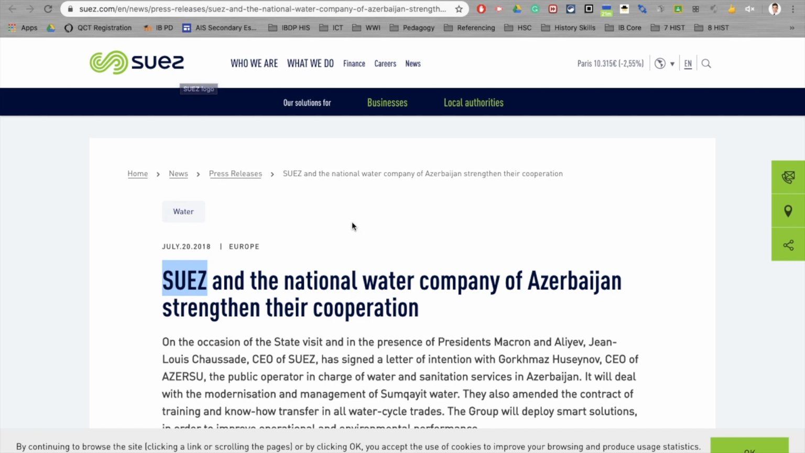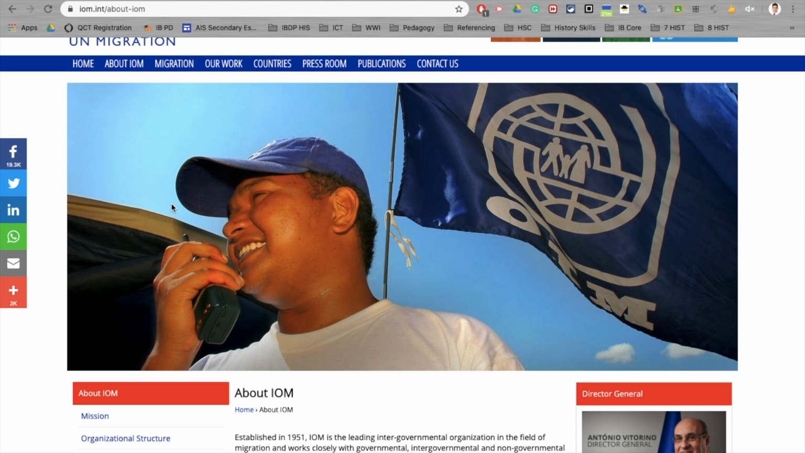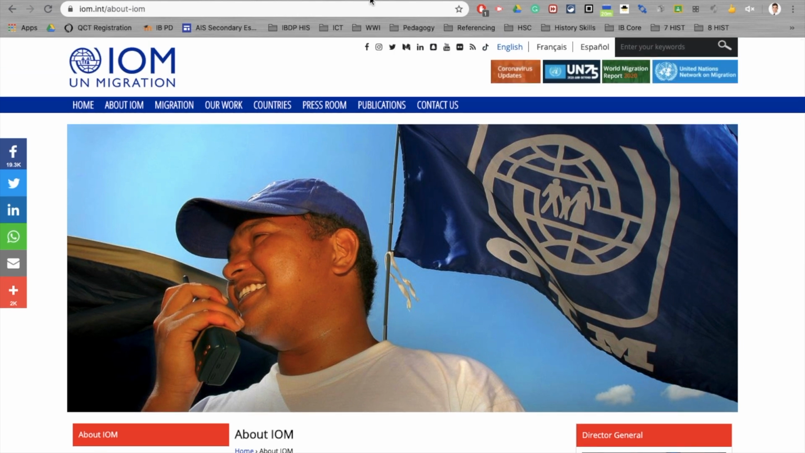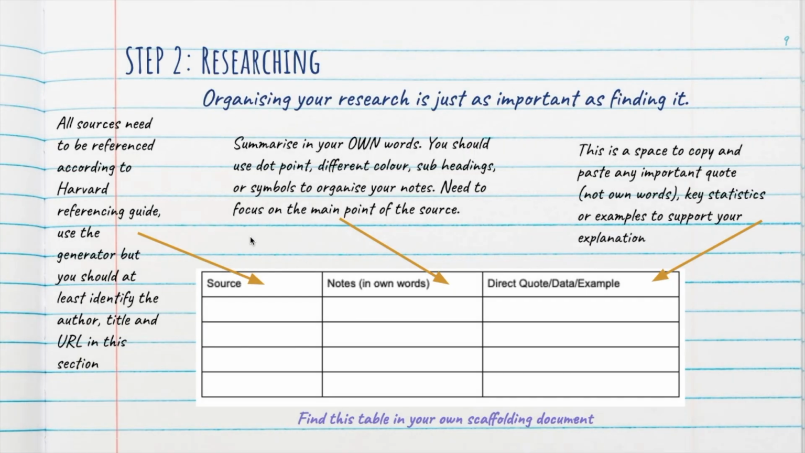Remember that whenever you look at sources, you should really look into who is providing the information. So look at whether they have a "who we are" or "about us" section, because this will tell us a little bit about the author, and make sure that we're using really reputable and trustworthy sources. After you've done your research, the next step is to collate that into a really clear organization. Organizing your research is just as important as finding it in the first place.